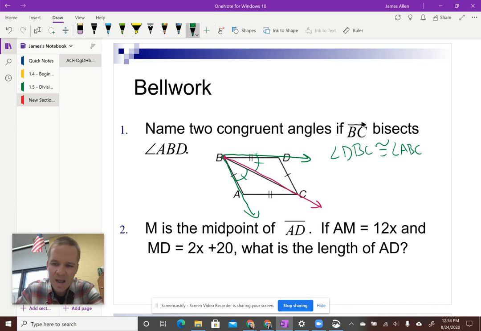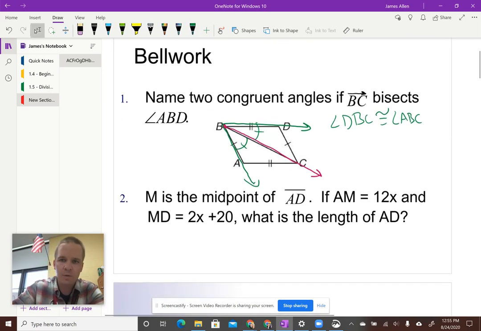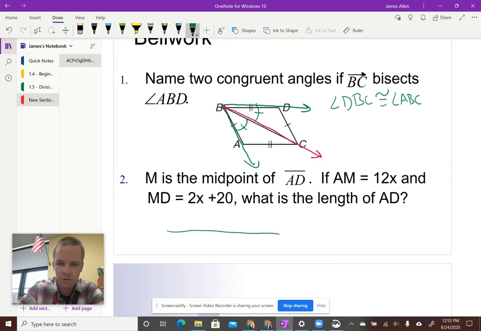And if AM is equal to 12x and MD is equal to 2x plus 20, what's the length of AD? So it does say M is the midpoint. I'm going to draw a little picture so we can get a visual on this. So AD, and then M is my midpoint. Okay, so MD is 2x plus 20, and then we have AM is 12x. If it's a midpoint, then we have two congruent segments. And if the segments are congruent, they're equal in measure.